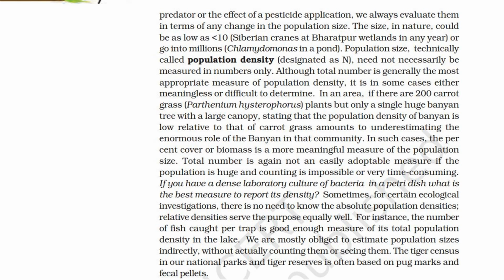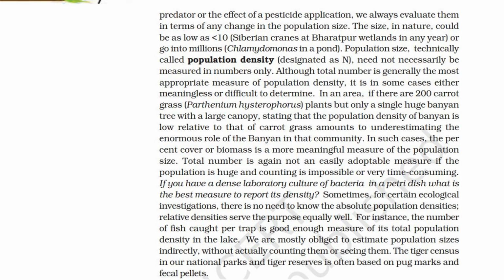Population size, technically called population density, designated as N, need not necessarily be measured in numbers only. Although total number is generally the most appropriate measure of population density, it is in some cases either meaningless or difficult to determine. In an area, if there are 200 carrot grass (Parthenium hysterophorus) plants but only a single huge banyan tree with a large canopy, stating that the population density of banyan is low relative to that of carrot grass amounts to underestimating the enormous role of the banyan in that community. In such cases, the percent cover or biomass is a more meaningful measure of the population size.